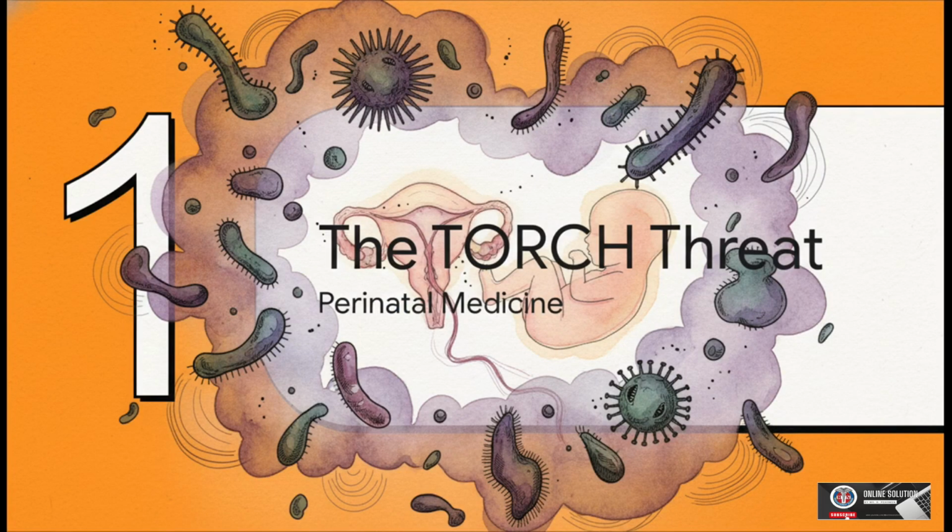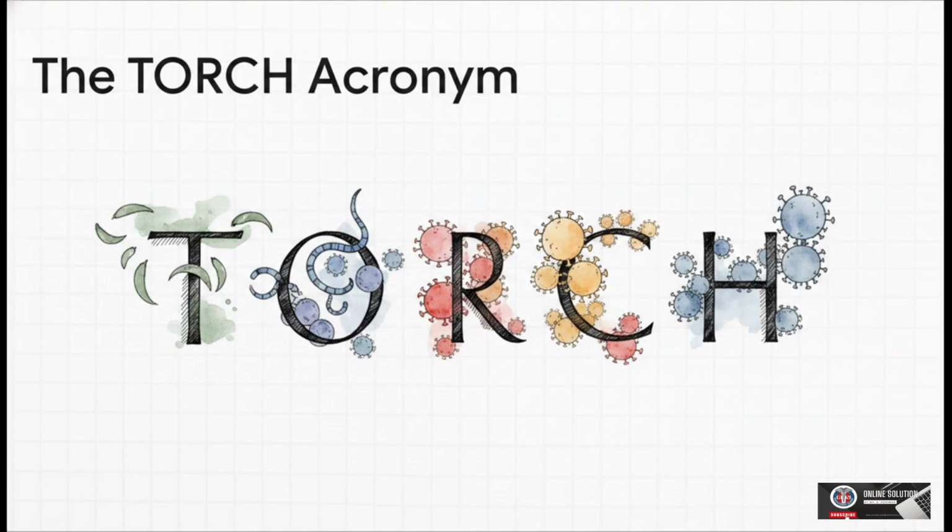All right, Section 1, the TORCH threat. Before we get into the nitty-gritty specifics, let's establish the baseline danger here. Why do we even group these specific pathogens together in the first place? Well, it's because when a mother acquires them during pregnancy, they all share this unique and, frankly, terrifying ability to cross the placental barrier. Breaking down the classic acronym, we've got T for toxoplasmosis.